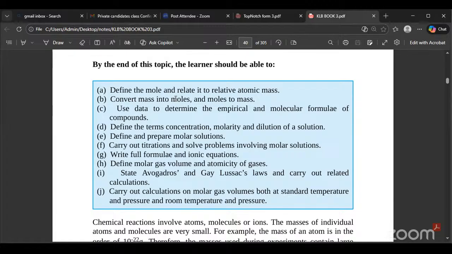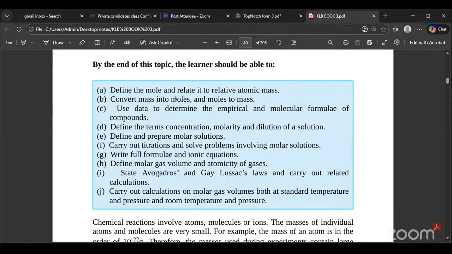Even when we do the practical part, we'll still be using this. That is why I'm saying it is very important. So we'll be using data to determine the empirical formula, the molecular formula, and the rest. So that one is very important.